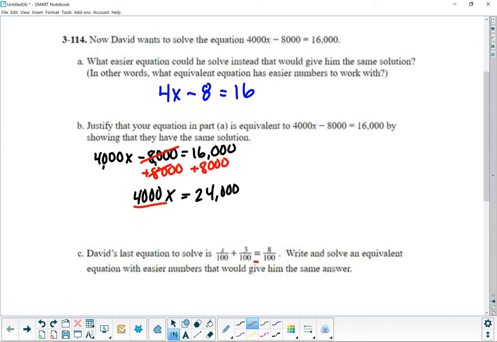Then you gotta divide it by 4,000. When you do that, these cancel, and you get x equals 24,000 divided by 4,000. If you do that in your calculator, you will get 6.